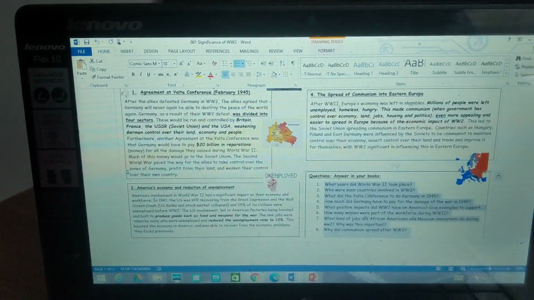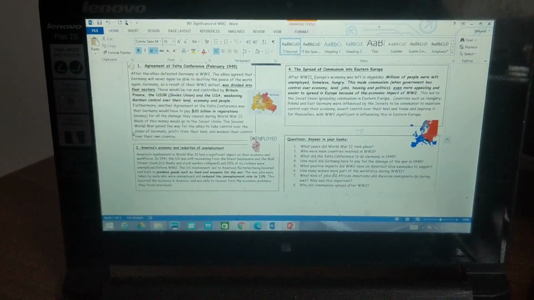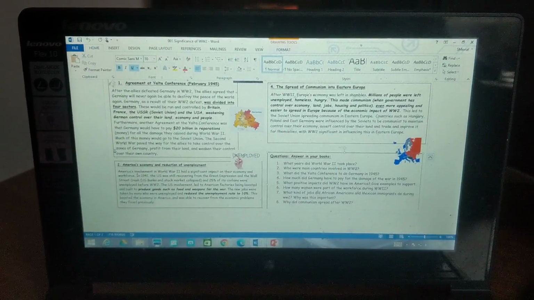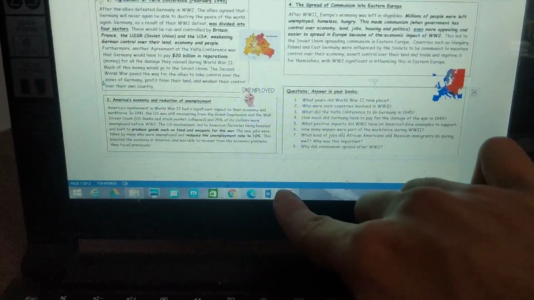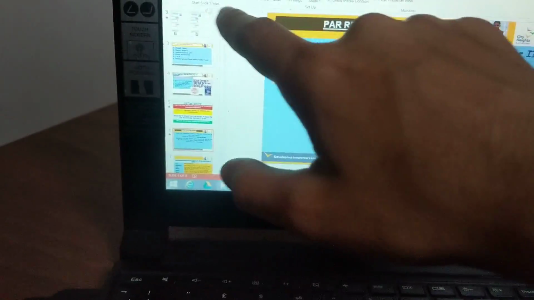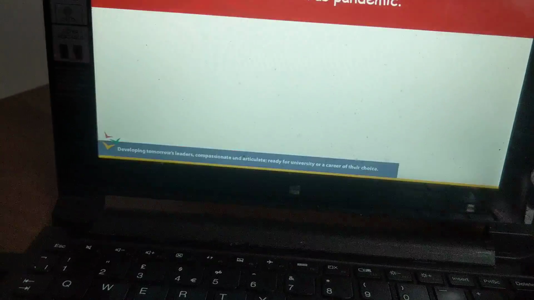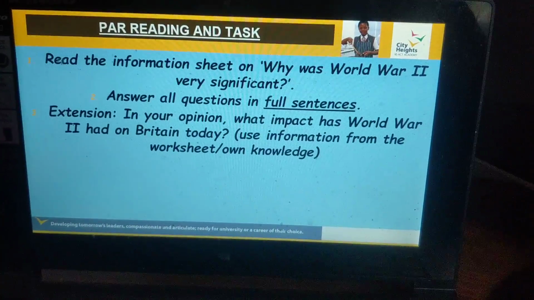Okay, so the document looks like this. It's going to be attached to the Google Classroom for today's lesson as well, which you'll be able to access. All right, so moving on. Read that information sheet on why World War II was significant.